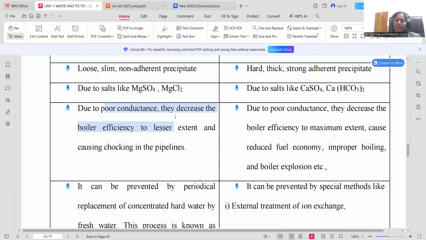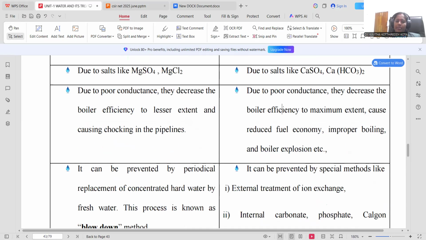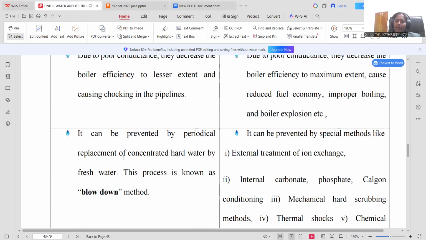Poor conductance is given by the sludges. That's the reason why pipelines get totally blocked because of sludge formation. Again, in scale formation there is the same kind of symptom. Poor conductance will be induced, and they also cause a higher extent of fuel consumption, improper boiling of water may occur, and explosion of the boiler is also a possibility to some extent, a very difficult situation. Sludges can be prevented by periodical replacement of concentrated hard water with fresh water. This is called a blowdown operation.